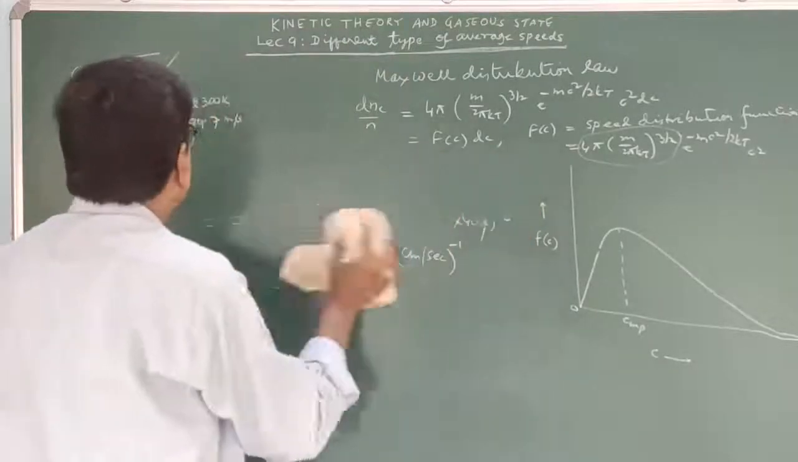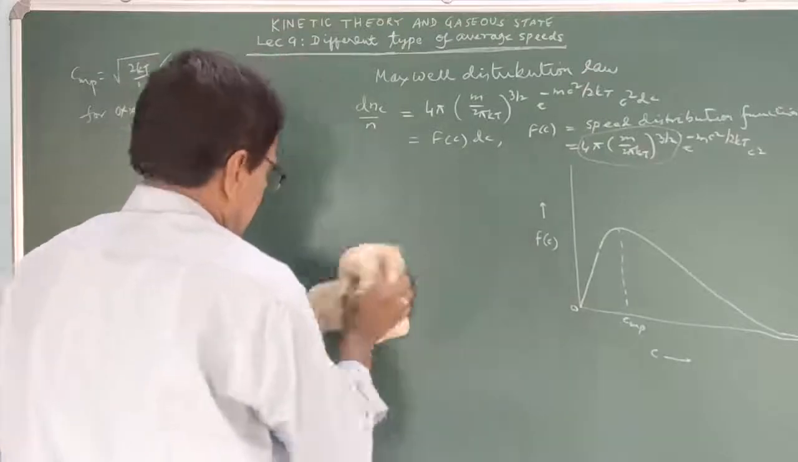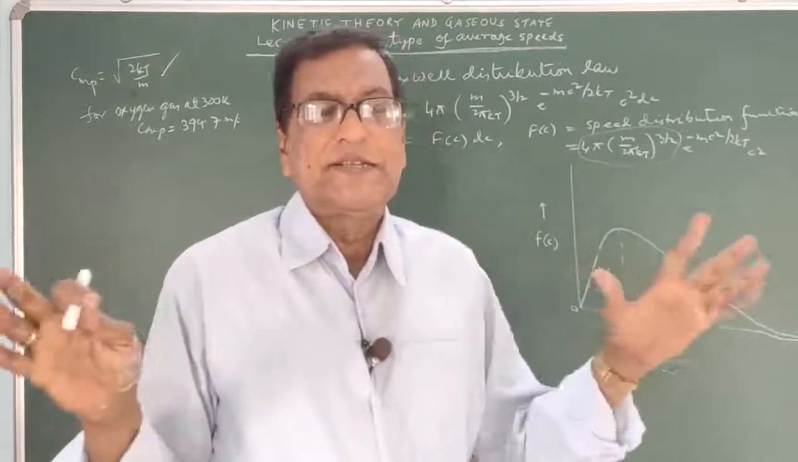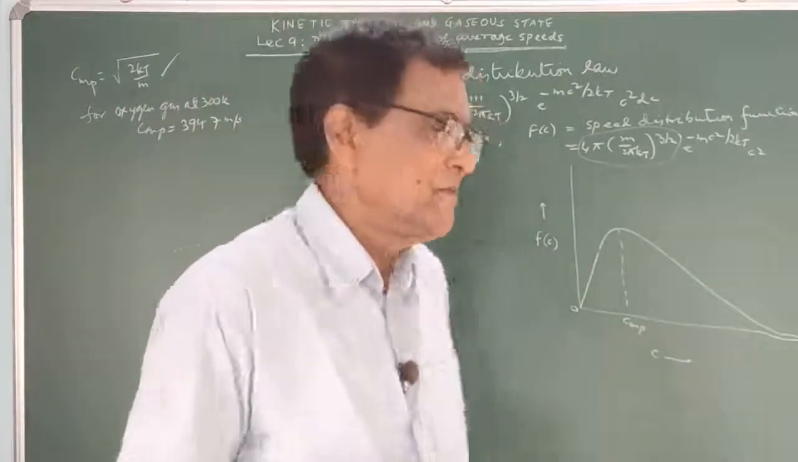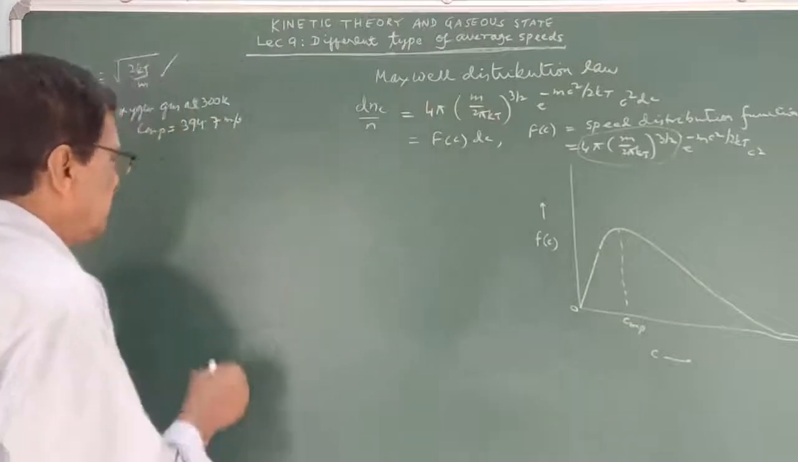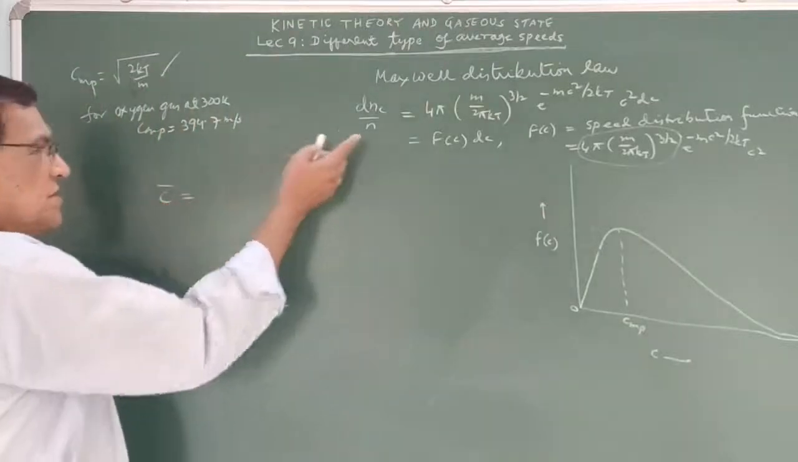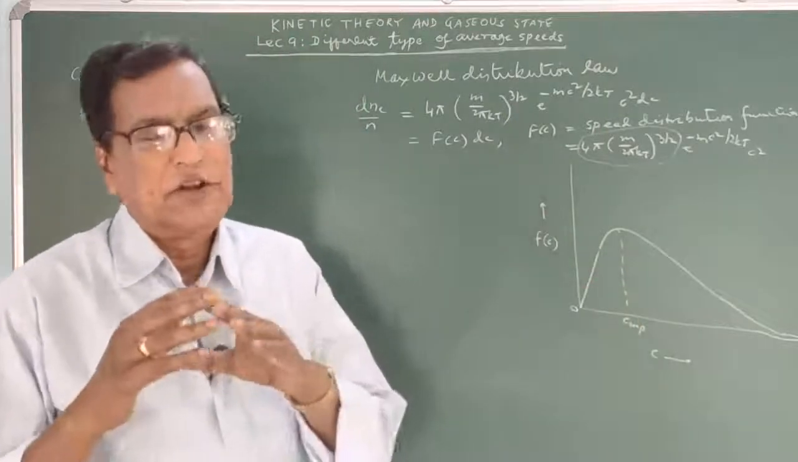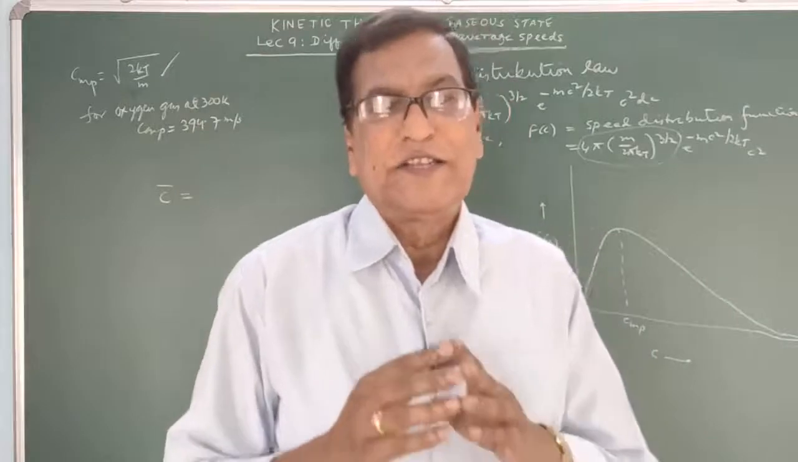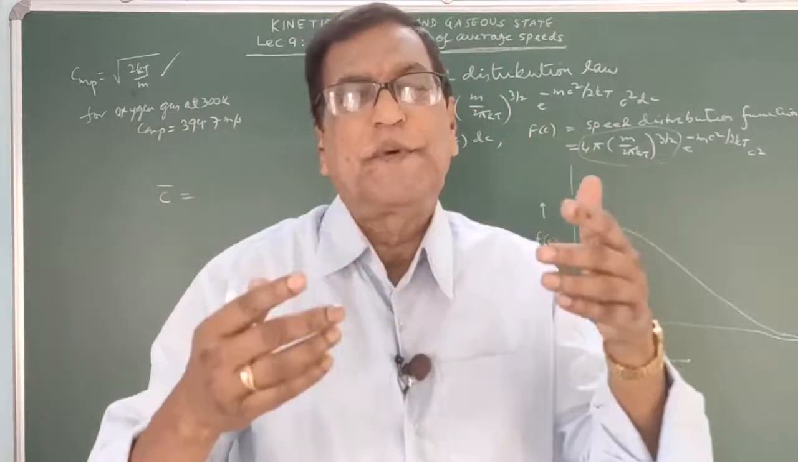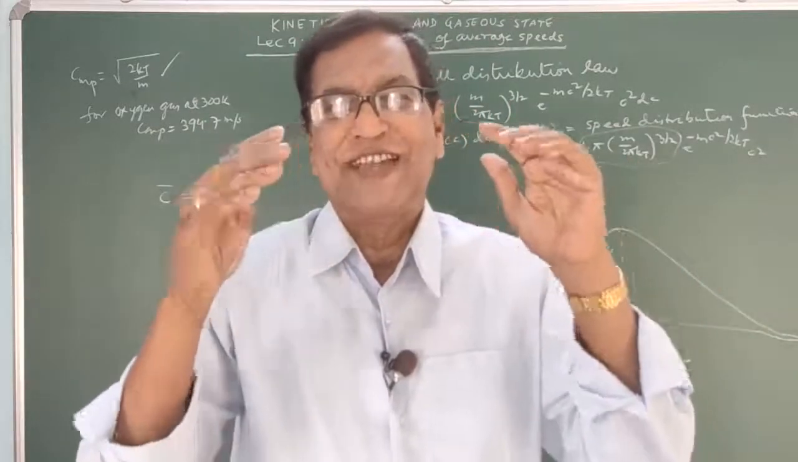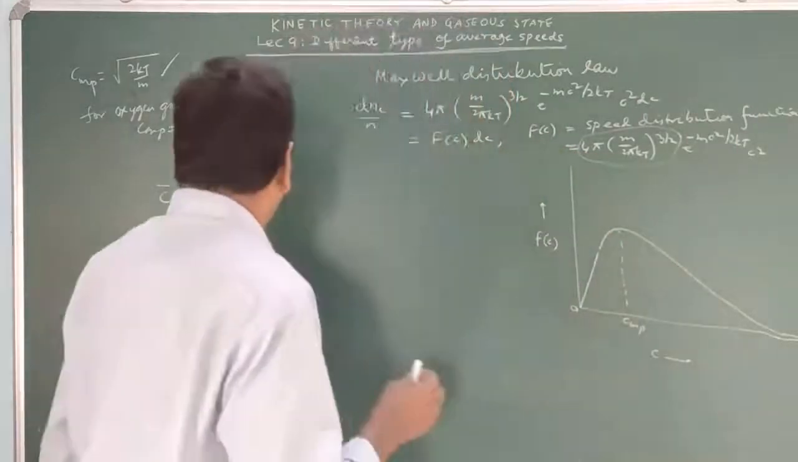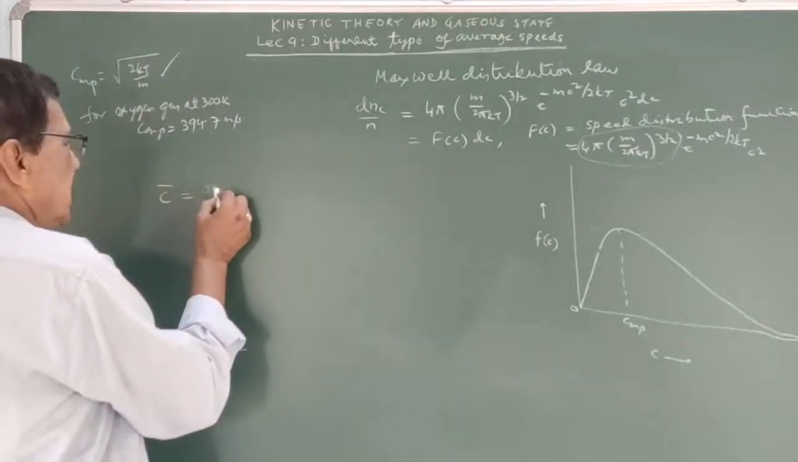Now I come to the expression of this average speed. The expression of this average speed is C bar. From this distribution you can get this average speed, and I have already told you that from the distribution of a property, the best benefit is that we can get the average value of that property.